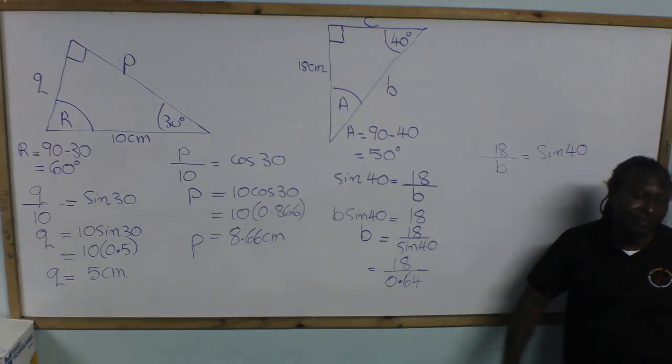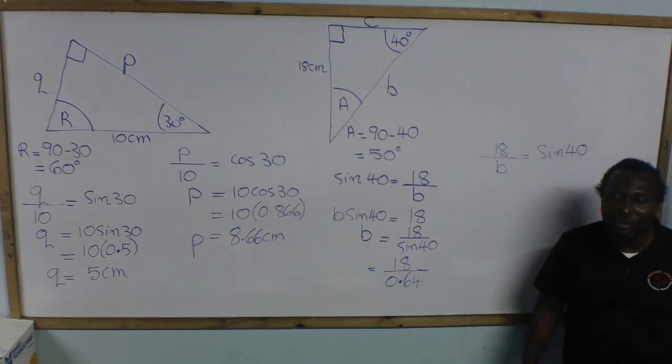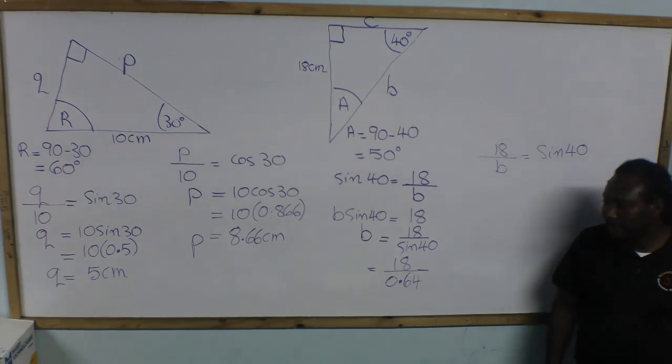So you're looking at 29, 28, 27. One of those three numbers. I wouldn't go further than that. So you could probably check on your calculator and see which one you get. 18 divided by 0.64.